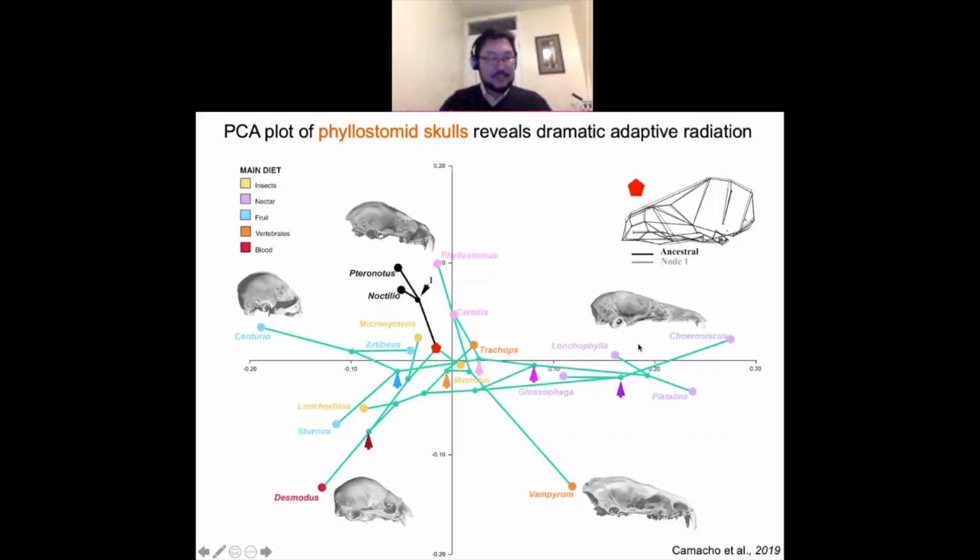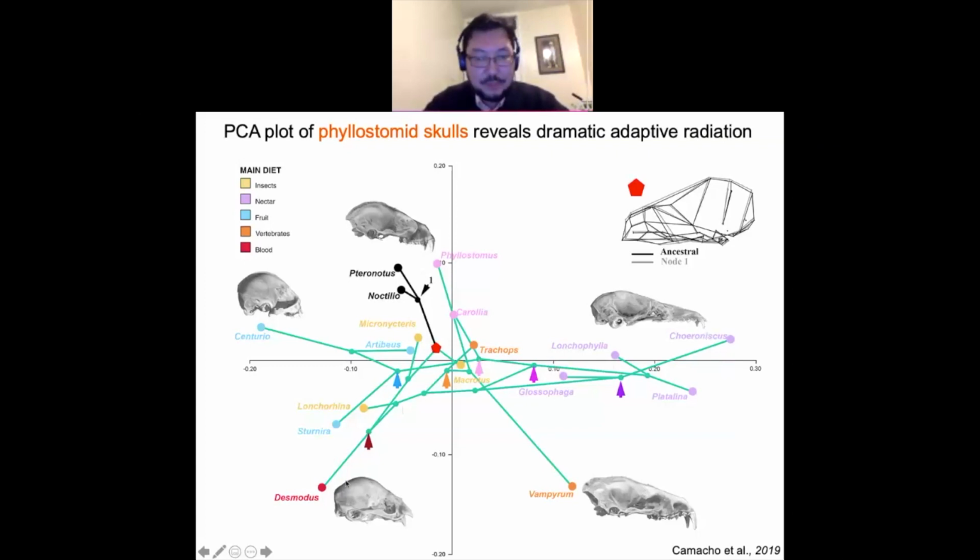And here's the morphospace of 3D shapes. You can see here that the beginning point, the little red pentagon, is the original position of all this diversity, right in the middle of this morphospace, from which point it literally radiated in all directions. Some of these became very short-faced and became fruit eaters. Others became very long-faced and started feeding on nectar.